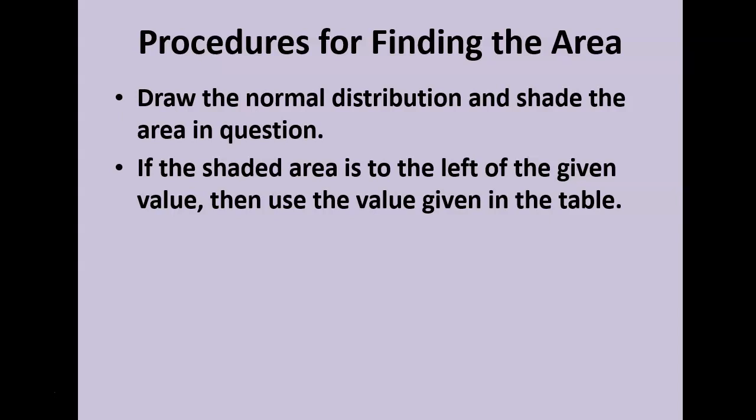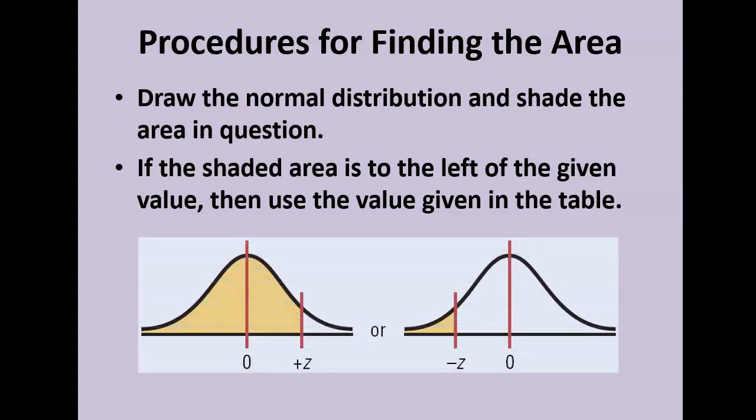And this will make more sense to you in a moment, but if it's to the left, we're going to use the value given in the table. Like in a situation like this, we have a value, our z we found. In this case, it was a positive value because it's to the right of 0. But our area to the left is what we're concerned about finding.